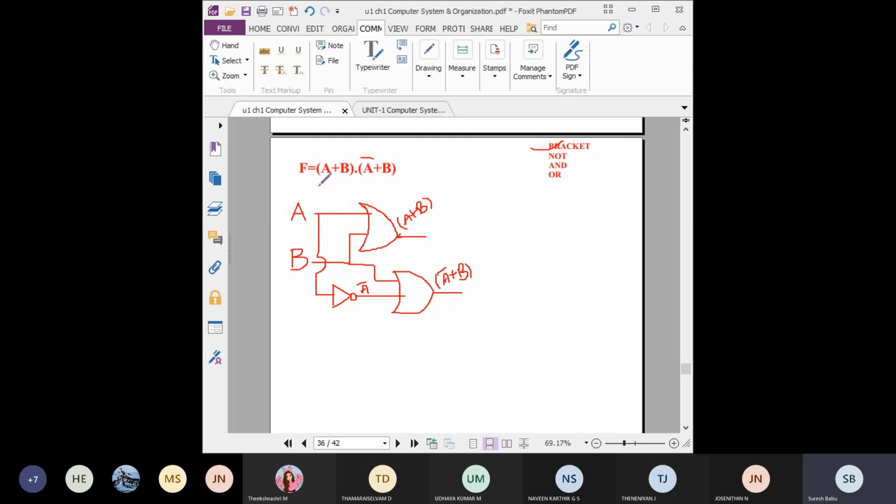So what is the remaining thing we have to do, students? That dot operator, that is the AND gate. You can see here this dot operator. Dot operator means AND gate, everyone knows. So draw the AND gate symbol.